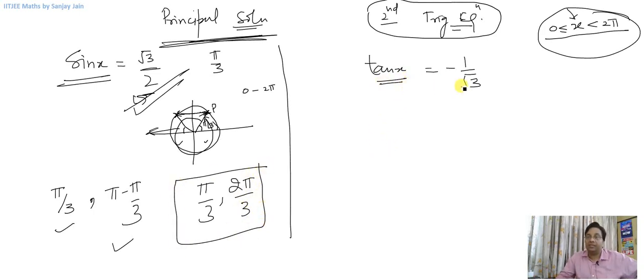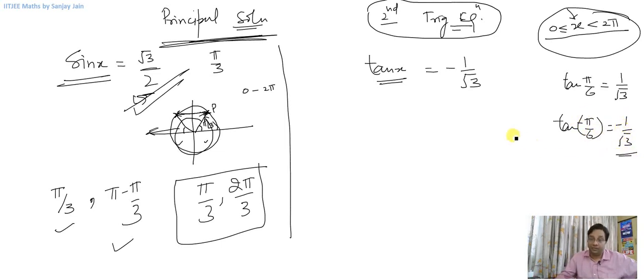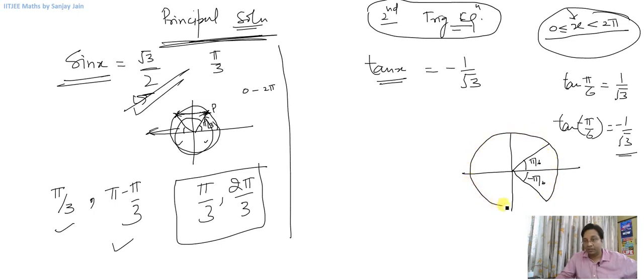What about tan of x equal to minus 1 by root 3? Now we know tan of pi by 6 gives me 1 upon root 3. Now this is negative 1 by root 3. So it will be tan of minus pi by 6. That will give me minus 1 by root 3. Right? Where will it be minus? For example, this is pi by 6. So here it will be minus pi by 6. Right? At this position. So at this point P, I'll have tan of x as minus 1 by root 3.